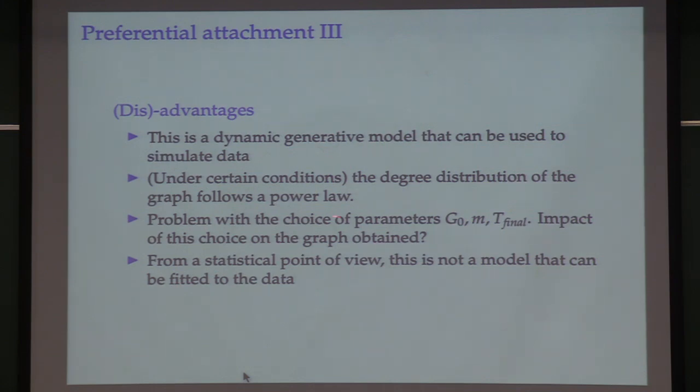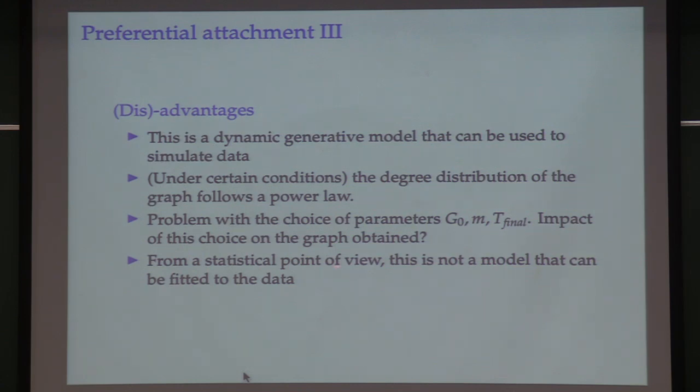The problem is with the choice of the parameters. What is the graph that you choose from? What is the value of m, the number of edges you add at each iteration? How do you decide that you stop the iterations? And one of the questions is, does this have an impact on the graph you obtain at the very end? It's unclear what exactly changes in the graphs if you tune those parameters. So it's more like an engineering thing. And the characterization of the result is quite difficult to obtain from a mathematical point of view.